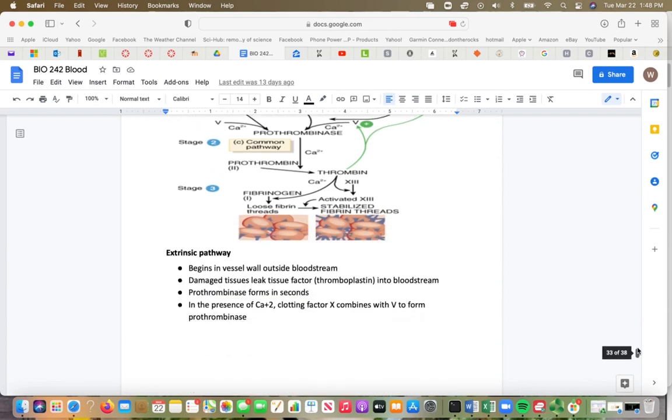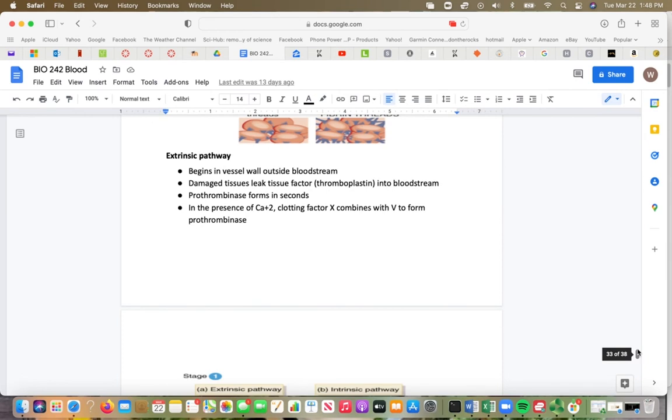So that extrinsic pathway, it's a vessel wall outside the bloodstream. The damaged tissue leaks the tissue factor, the thromboplastin, into the bloodstream. Prothrombinase is formed in seconds. You do need the calcium and the clotting factor 10 to combine with 5 to form prothrombinase.